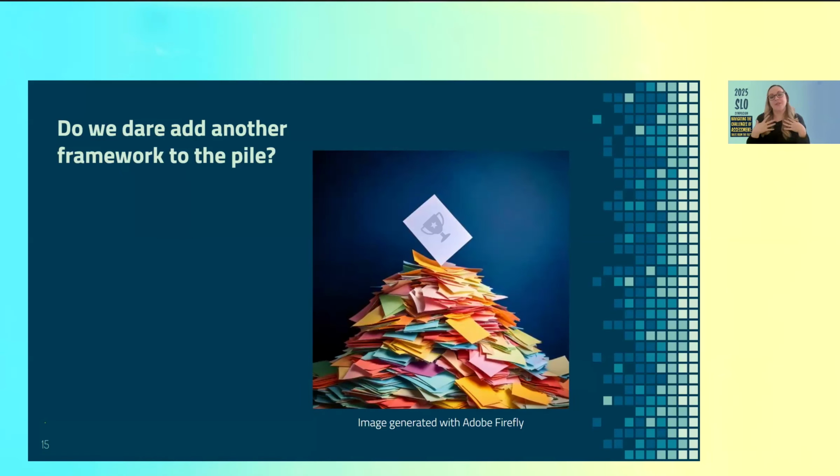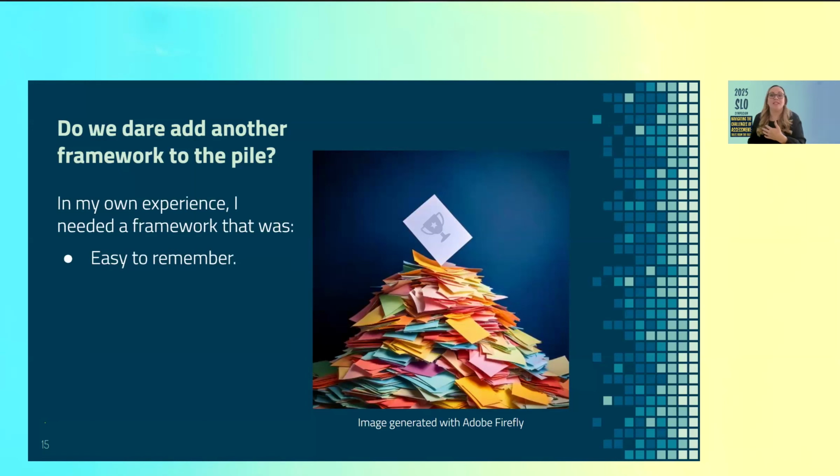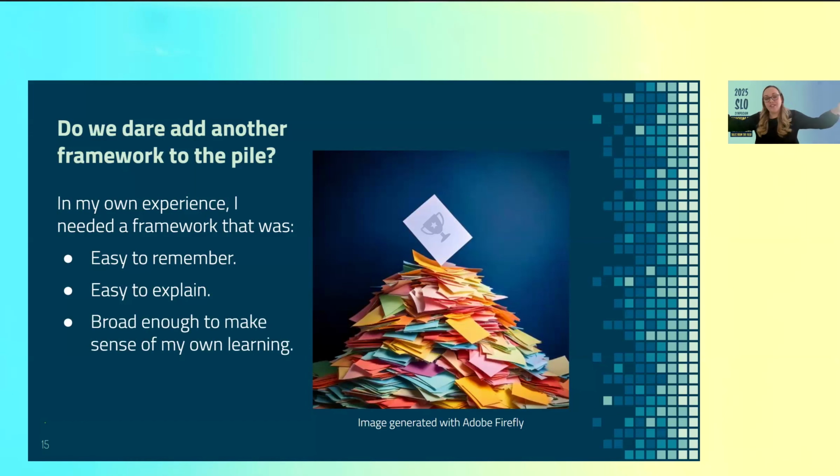But for myself, as I was thinking about my class, my students, and my own professional development in this area, I just needed a framework that was easy to remember, easy to explain, broad enough that it could capture all those different facets, and also streamlined enough that I could actually design a class around it, a set of weekly meetings with my students around that framework. And so that's sort of what I was really driven by.